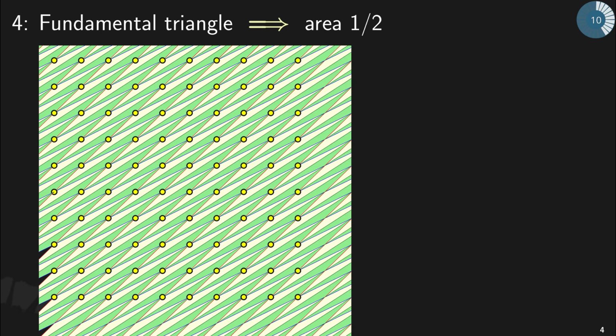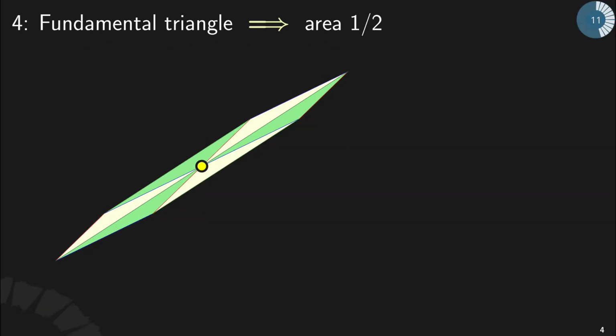Okay, here's another tiling of the plane by such a fundamental triangle. The idea is to look at one of the grid points and all the triangles in the tiling that touch it. If you think about it for a second, you realize that there are 6 such triangles. And what we're going to do is that every triangle is going to charge itself to its bottom left vertex.